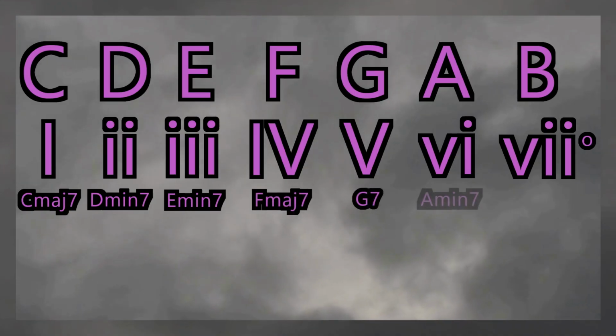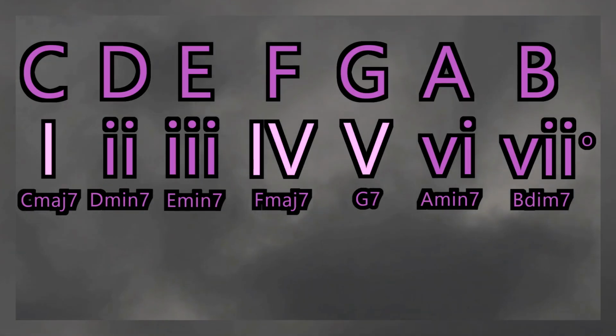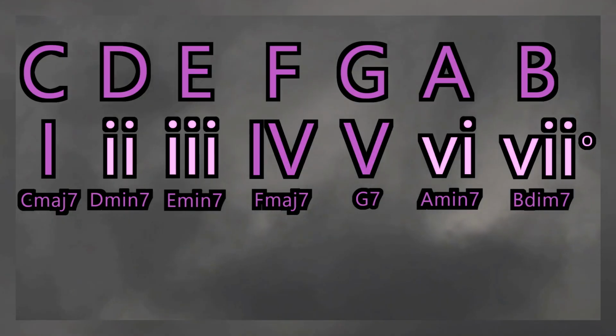Every key has different combinations of notes that make up its scale, but the pattern for the major scale stays the same. That pattern is major, minor, minor, major, dominant, minor, and diminished. So as you can see, each Roman numeral has a chord associated with it. The uppercase Roman numerals signify a major chord. The lowercase signify a minor chord.